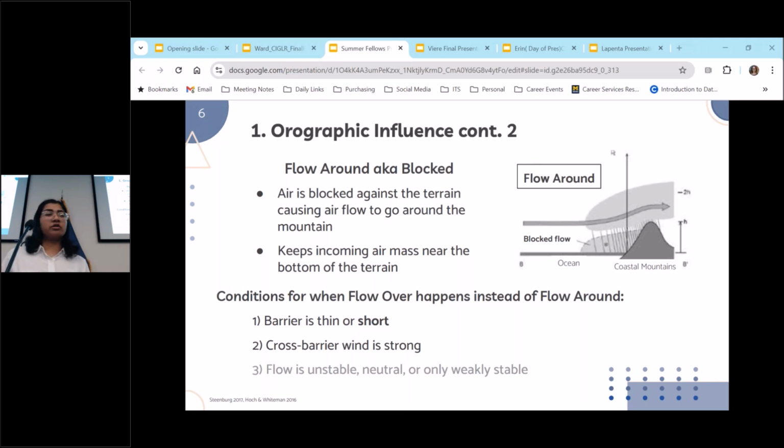So when does flow over as opposed to flow around happen? It's because of three situations. One is when the barrier is thin or short. Two is when the cross barrier wind, which is just the wind that's going against the terrain, is strong. And the third one is when the flow is unstable, but we won't be getting into the third option.